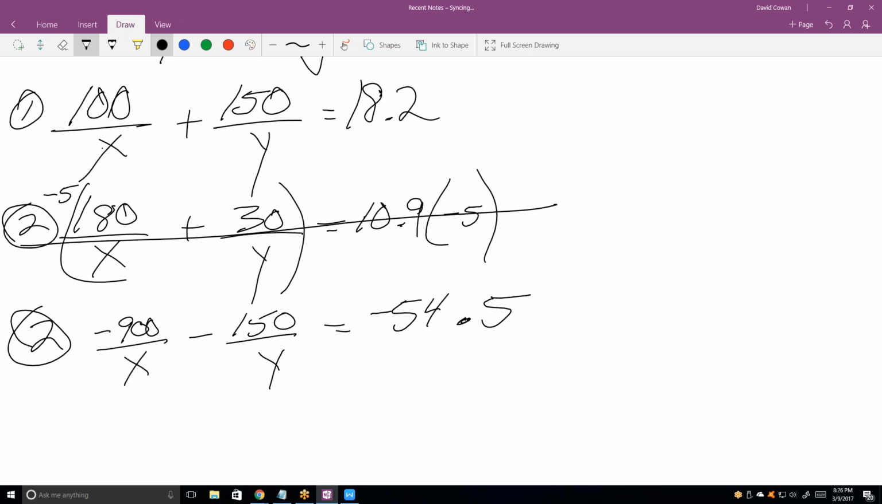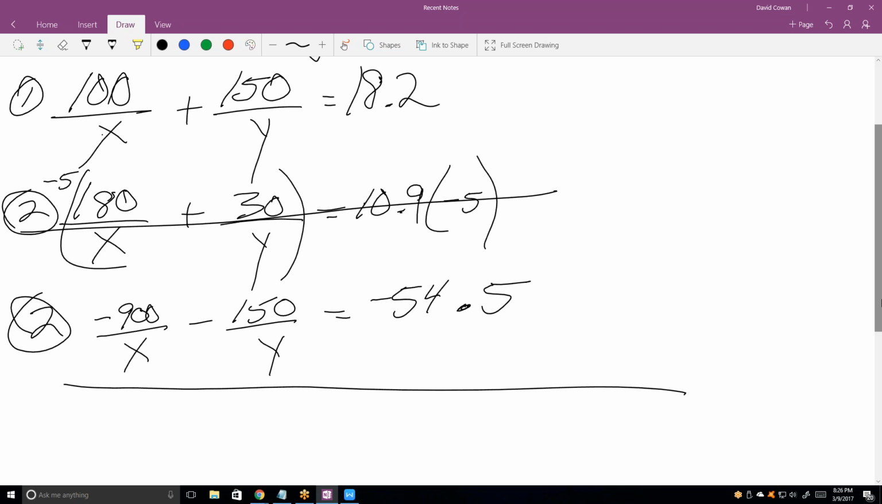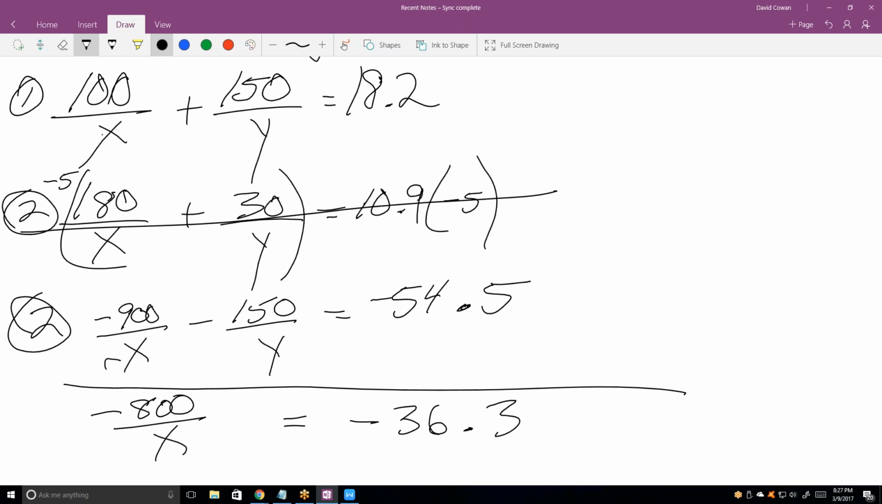A lot of times the toughest thing with these is you end up with equations all over your page. That's why I number them, and when I've changed one, I generally draw a line through it, cross it out, so that I know which two equations I'm really looking at now. Now add 1 to 2. What do you get? It would be negative 800 over X equal to negative 36.3.